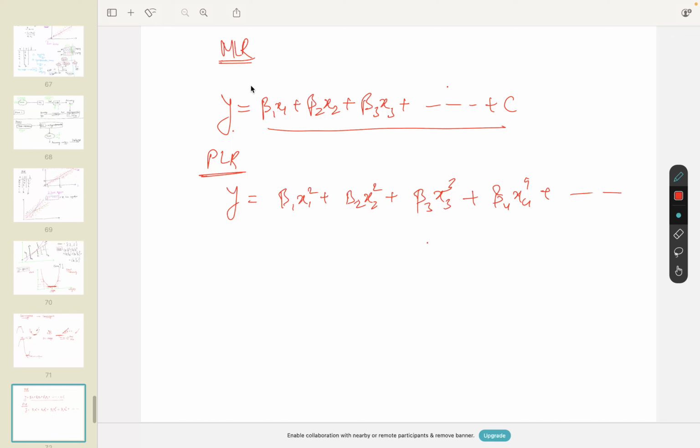Now PLR is the polynomial linear regression. Polynomial linear regression means when you have a degree. In a simple linear regression and multivariate linear regression, the degree was 1. But now we'll have the degree as 2, 3, 4. That is the polynomial, when the degree is not equal to 1. That's the thing. Any doubt till now?